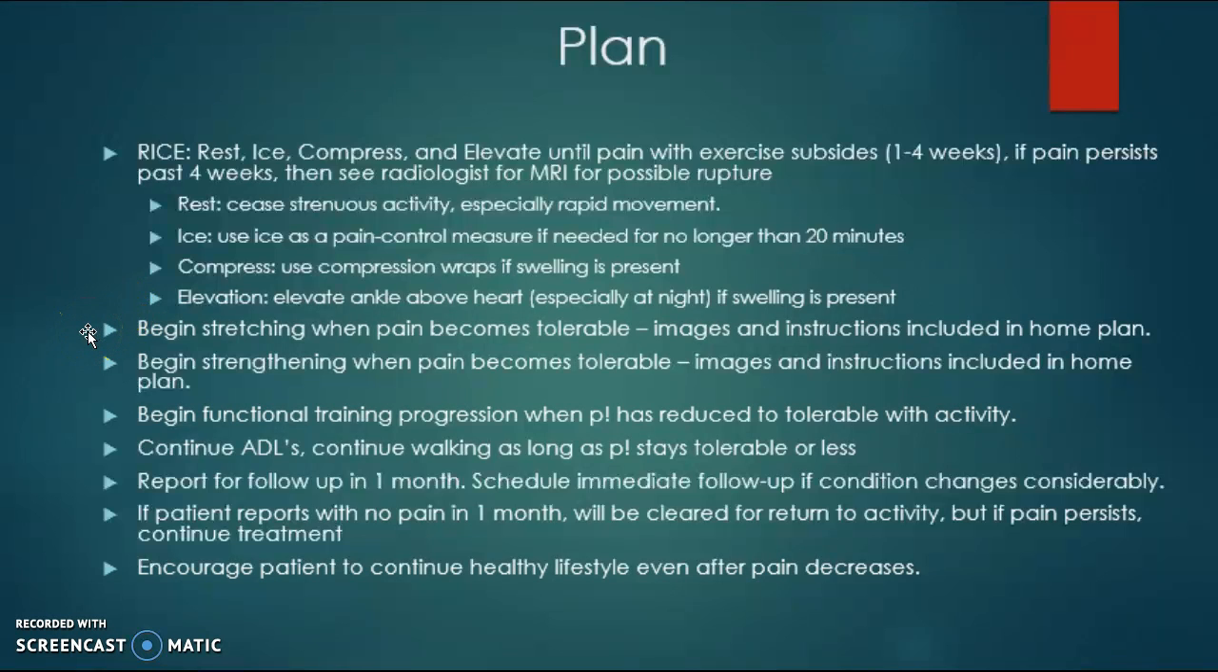Begin stretching when pain becomes tolerable. The images and the instructions will be included in the home plan following this. Begin strengthening when pain becomes tolerable. Begin functional training progression when pain is reduced to tolerable with activity, as will be discussed later as well. Continue activities of daily living, such as walking and bicycling or taking care of yourself, as long as pain stays tolerable or less. Report for follow-up in 1 month.